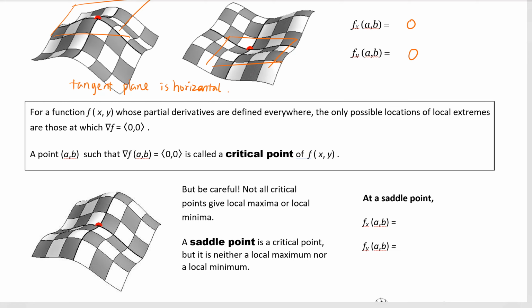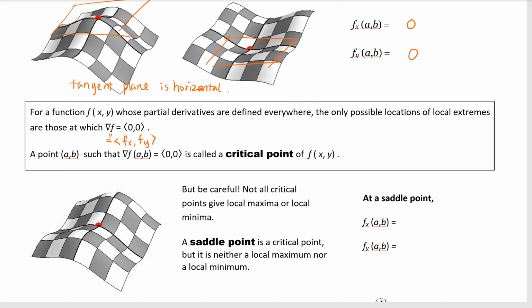Because remember, what's the gradient vector? That is partial x and partial y. At points (a,b) such that the gradient vector equals the zero vector is called a critical point of f(x,y). But be careful, not all critical points give local maxima or local minima. A saddle point is a critical point, but it's neither a local maximum nor a local minimum.